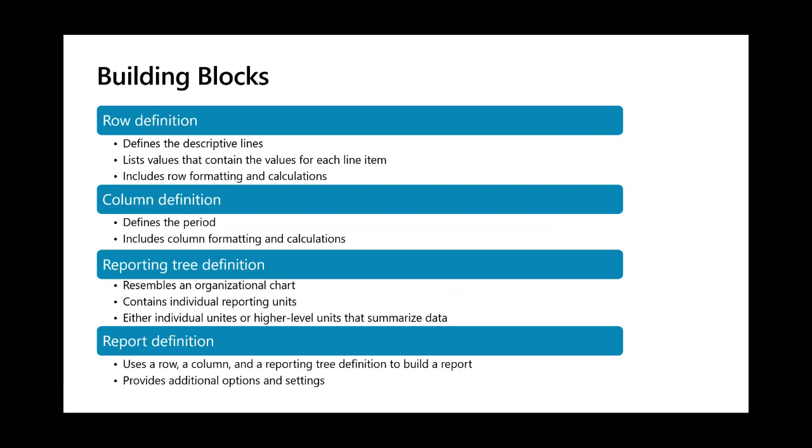Next to rows and columns, we have reporting tree definitions. Reporting tree definitions, think about the organizational hierarchy you have. Typically, there's a holding, and the holding has a lot of subsidiaries, a lot of legal entities which sit below. And you need to report based on that hierarchy. Sometimes you're on the first level, sometimes you go on the second, on the third. It really depends on the requirement.